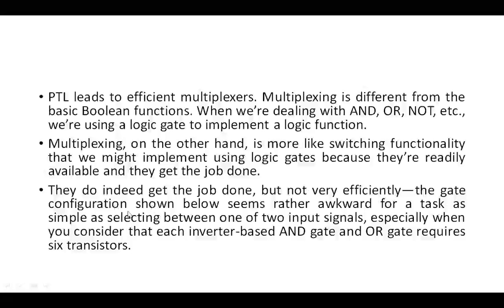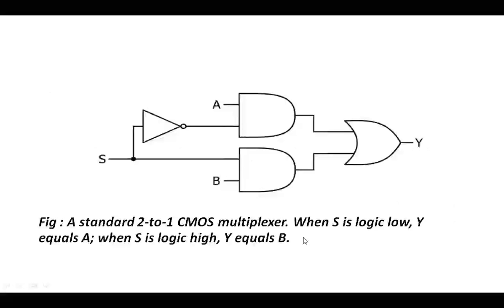The gate configuration shown below seems rather awkward for a task as simple as selecting between one or two input signals, especially when you consider that each inverter-based AND gate or OR gate requires 6 transistors. So we will see what this statement is telling us. Okay, now this is a standard 2:1 CMOS multiplexer.